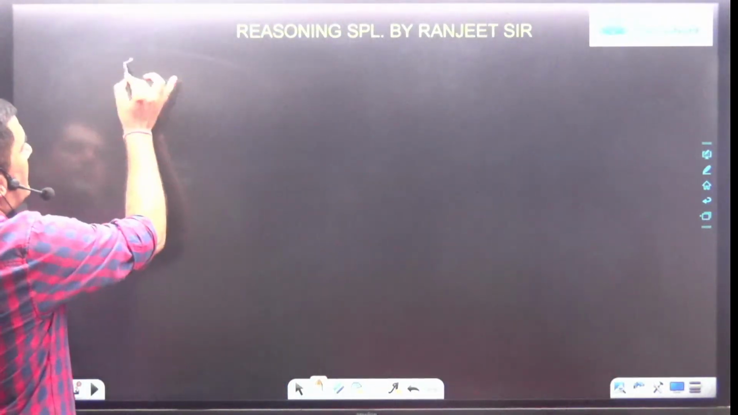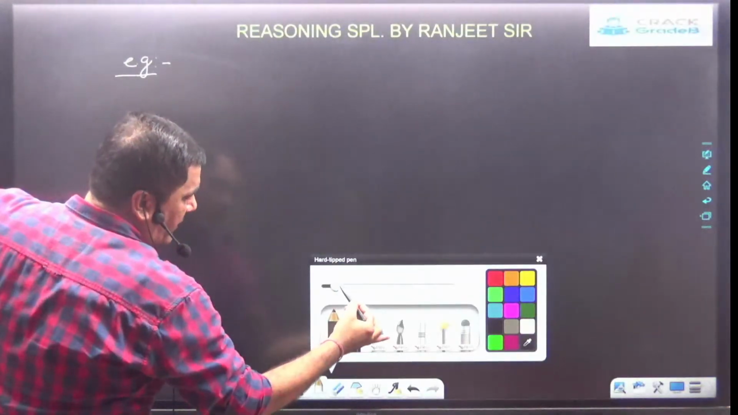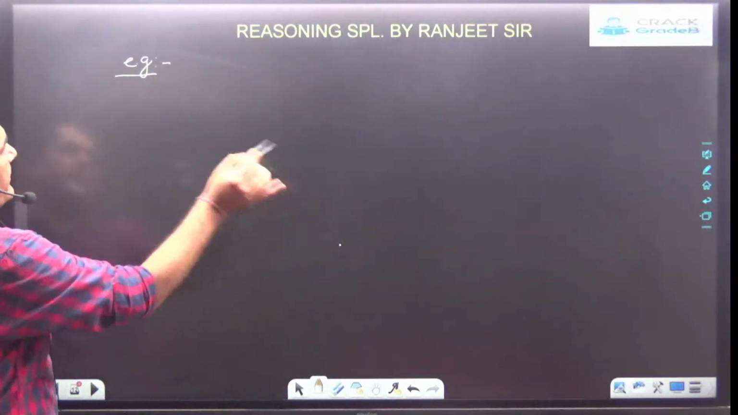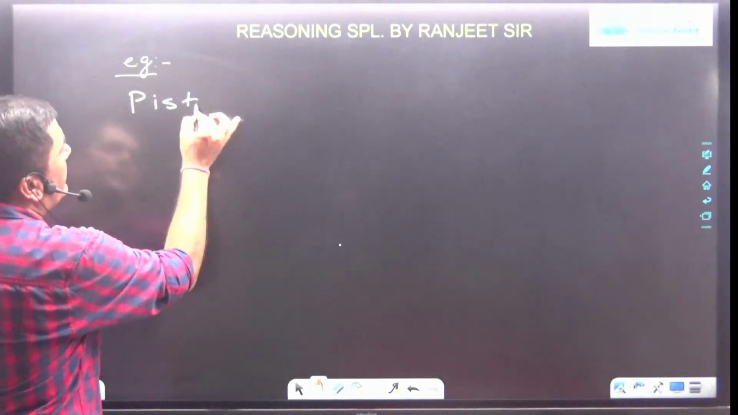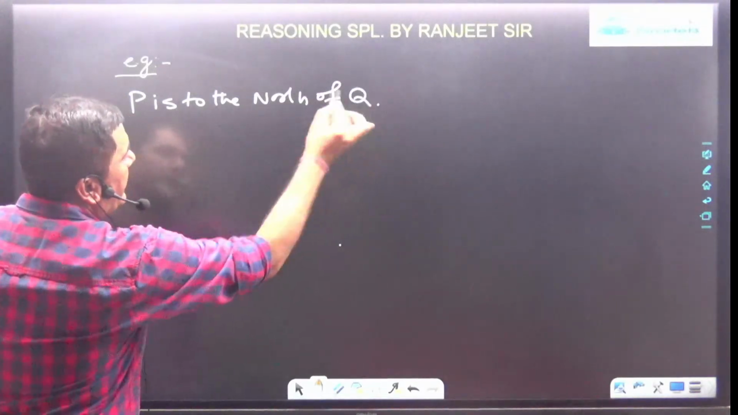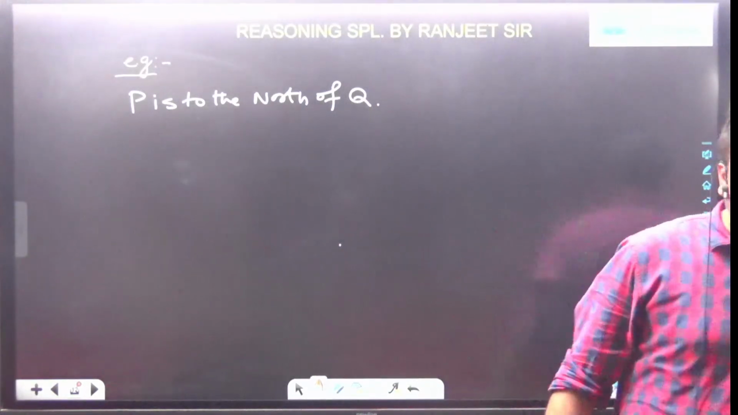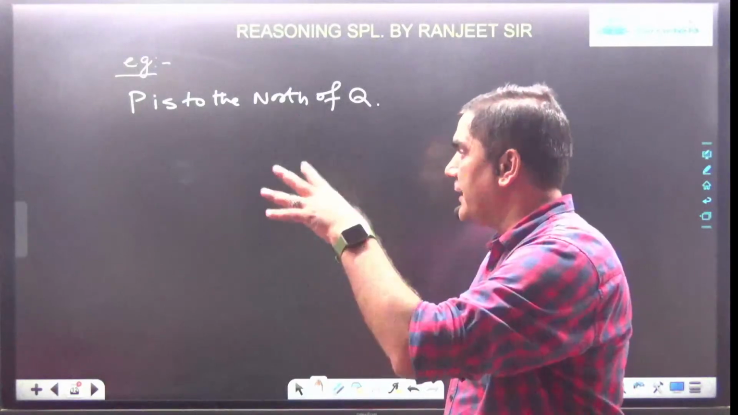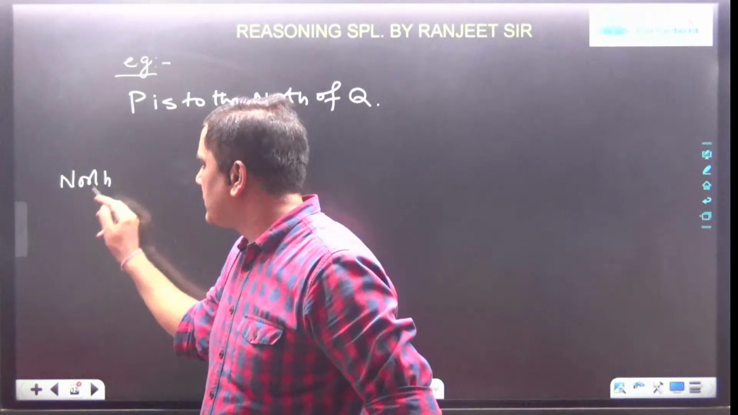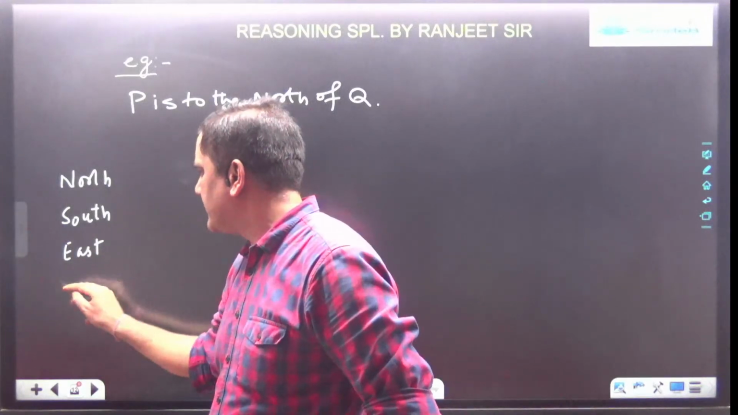Suppose they have given one statement. Everybody should focus on the board, because now I am giving the concept of this last part, reference. Suppose they are saying P is to the north of Q. So what is the meaning of this statement? Let's understand this. See, my dear, whenever they will use the word north, or south, or east, or west.